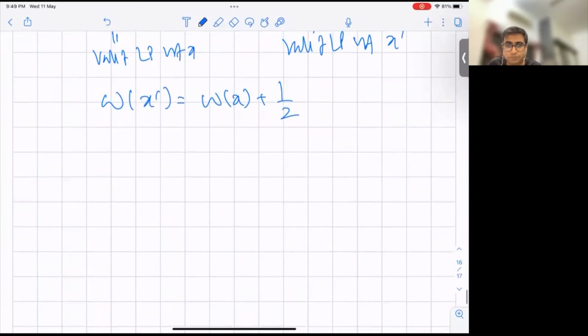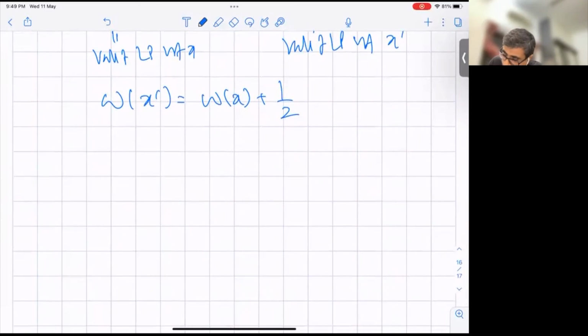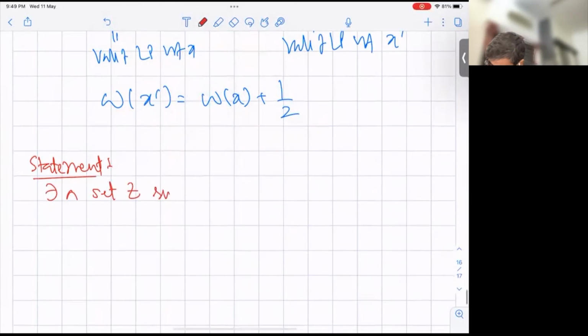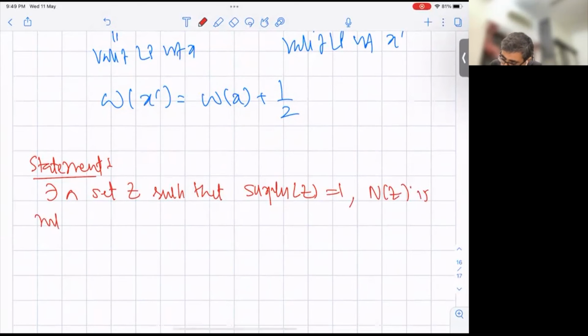So actually the following statement is true. There exists a set Z such that the surplus of Z is equal to 1, and N(Z) is not independent.